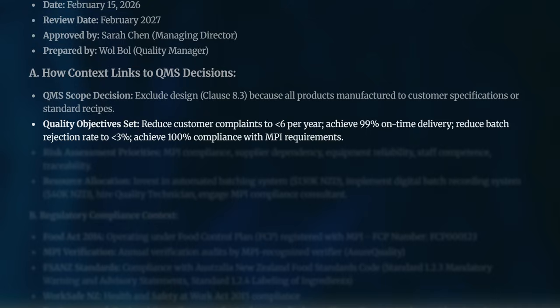Secondly, the quality objectives that are set during this workshop: to reduce customer complaints to under 6 per year, achieve 99% on-time delivery, reduce the rejection rate to under 3%, and achieve 100% compliance with MPI requirements.